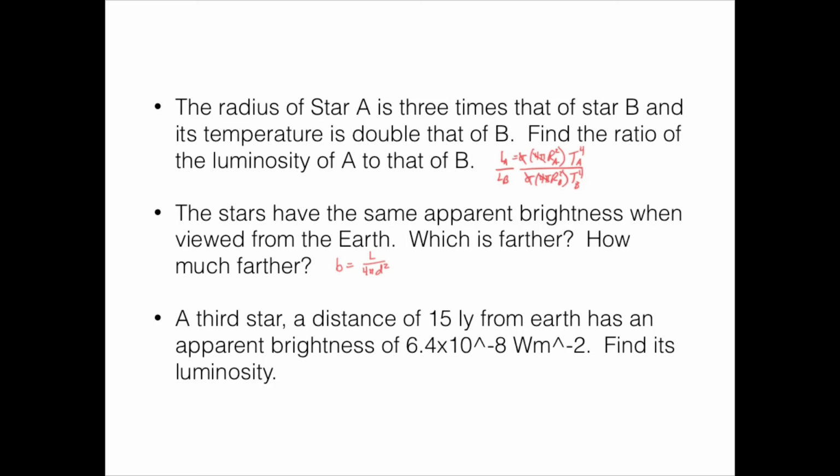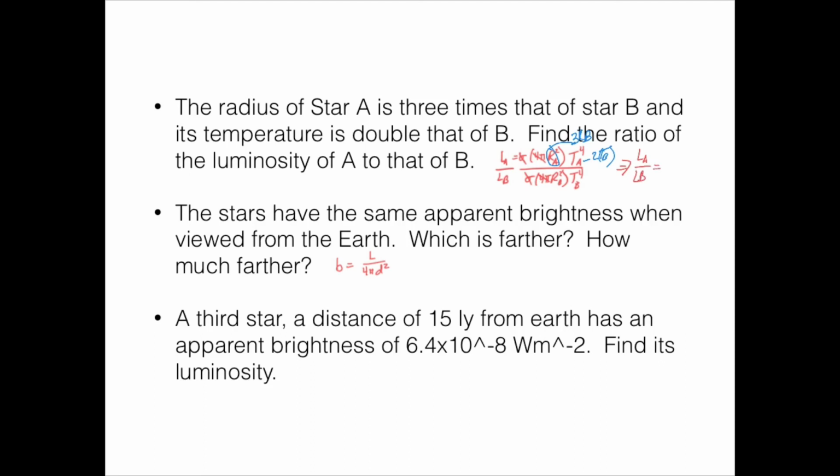The radius of star A is 3 times that of star B, which means that RA is 3 times RB. And then the temperature is double that of B, so TA is 2 times TB. Okay, so I'm actually going to recopy this here.